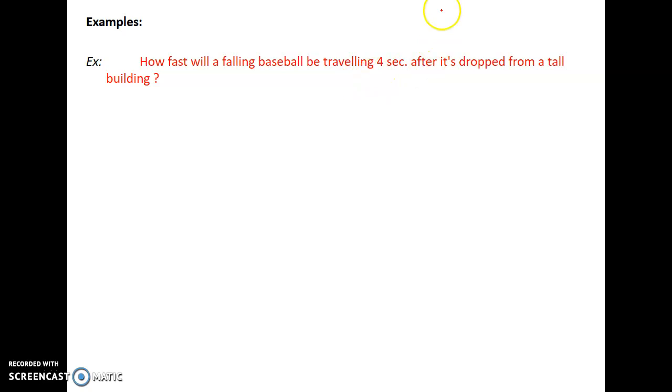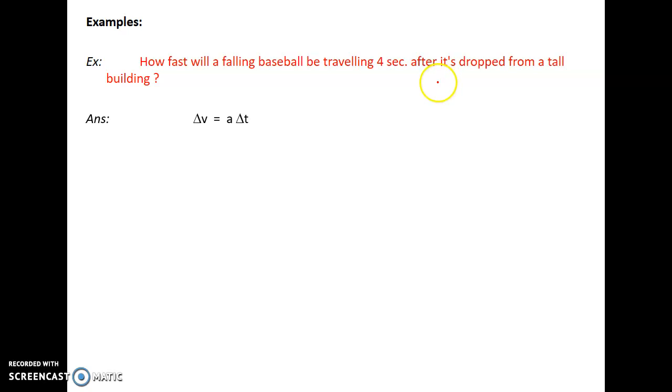How fast will a falling baseball be traveling after 4 seconds, after it's dropped from a tall building? I'd like you to pause the recording right now and try this on your own. Okay? Then start it again when you get an answer. Okay, hopefully you've got the answer. Let's go through the answer. And please try these on your own before you look at the solution that I give you.